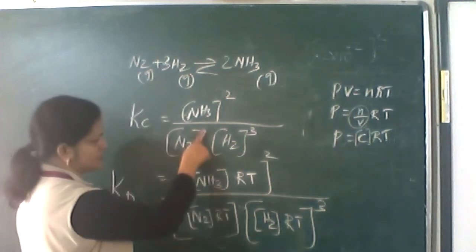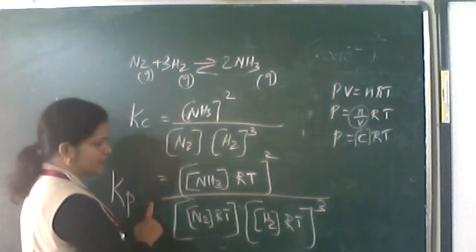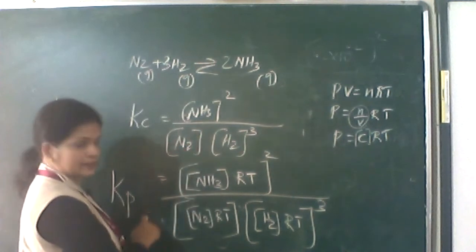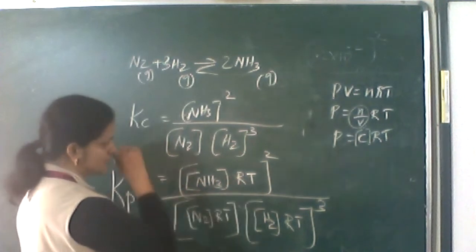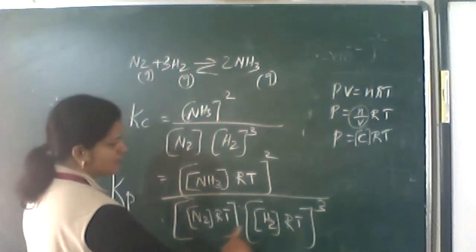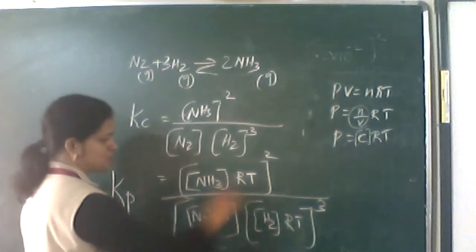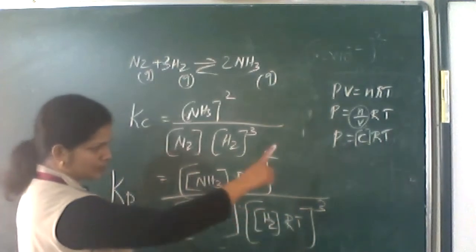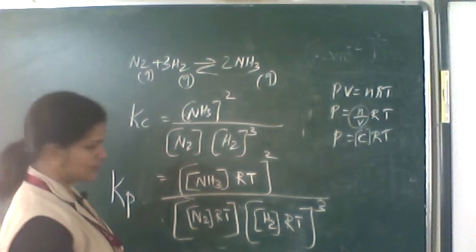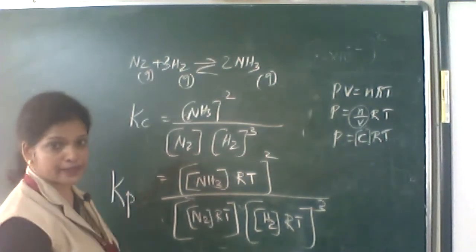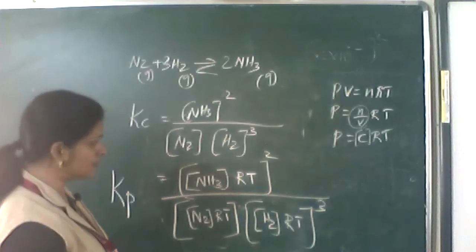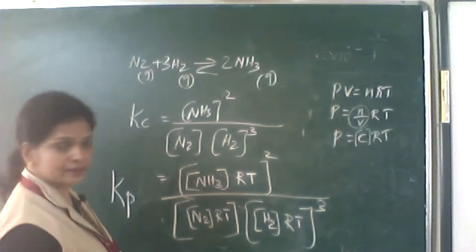Kc is this thing. Now I am writing Kp. Kp means pressure of this gas, pressure of this gas, pressure of this gas. Pressure I am writing in this way. So this new term is Kp. Kc we have already written. Kp in terms of pressure we have written.